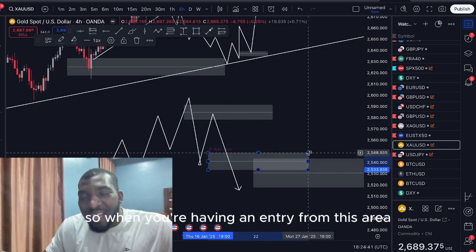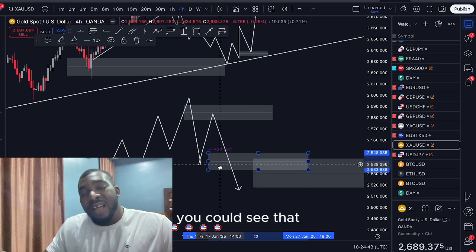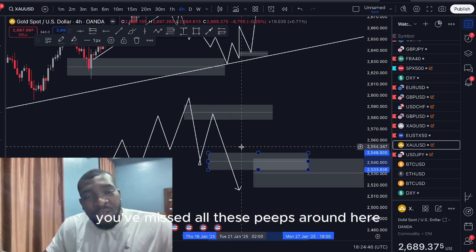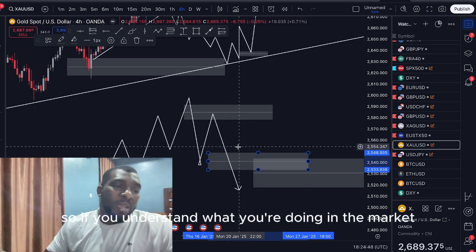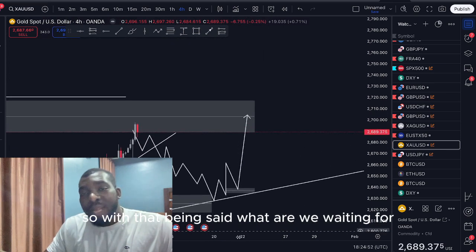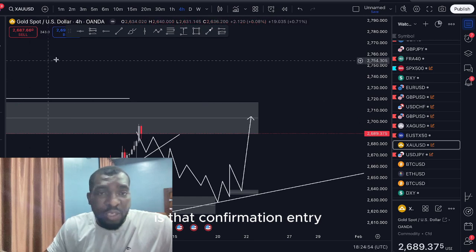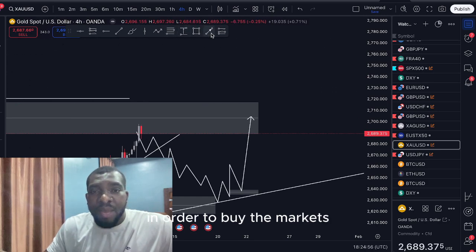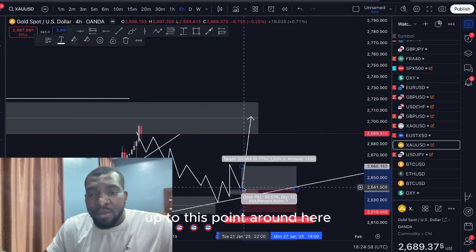So when you're having an entry from this area, you could see that you've missed all these pips around here. If you understand what you're doing in the market, you'll be more precise with the market direction and trend. So with that being said, what I'll be waiting for is that confirmation entry in order to buy the markets up to this point around here.